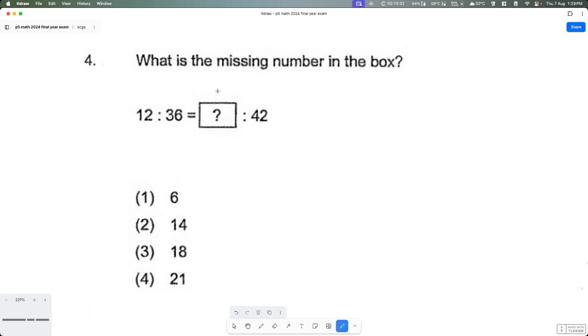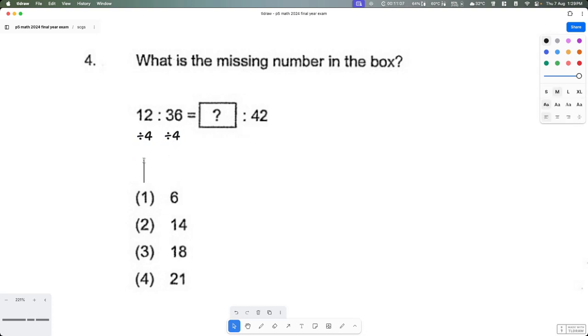So what is the missing number in the box? 12 divided by 36 is equal to something divided by 42 over here. Okay, so you might be thinking, oh, just add 6, that would be 42. No, we need to simplify. Okay, so in this case, we have 12 over 36. To simplify, we can divide by 4, so divide by 4 and divide by 4.